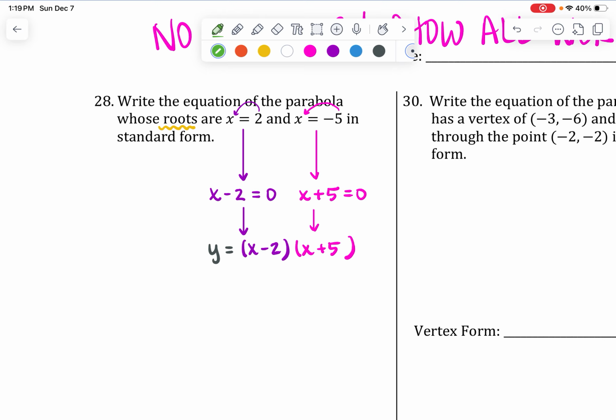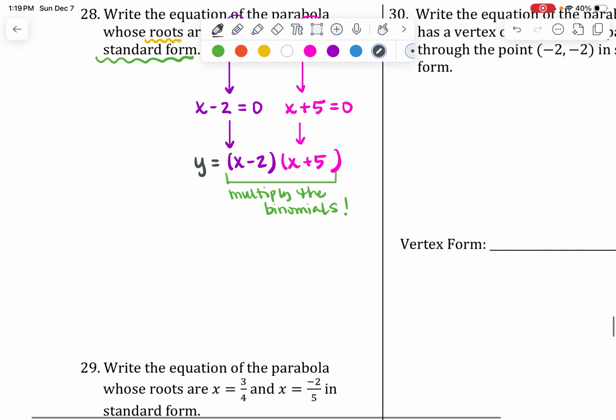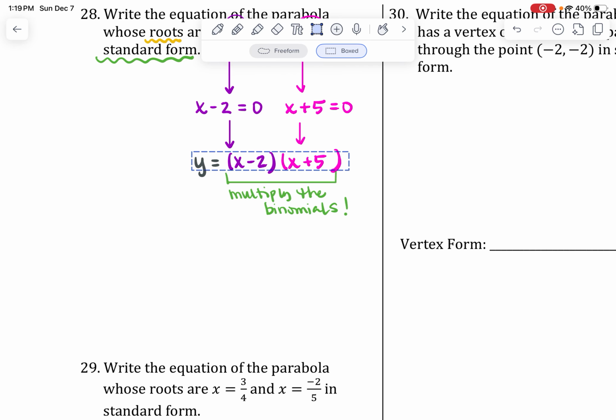We're just not done though, because it says standard form, right? And standard form means I need to multiply this out, right? So we're going to multiply these binomials. I'm just going to write these steps out because it's not a difficult problem. It's just a lot of steps to remember. So we're going to multiply the binomials. Right? So again, that means you're either going to double distribute or you are going to do the box method, right? And whichever method you choose is totally up to you.